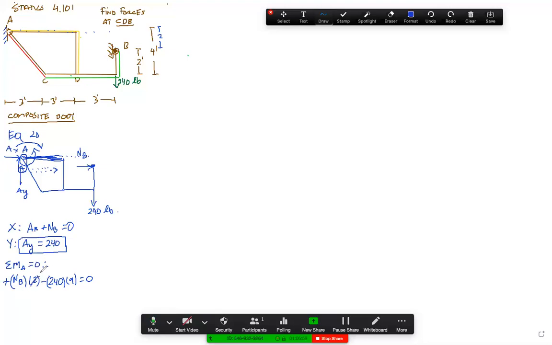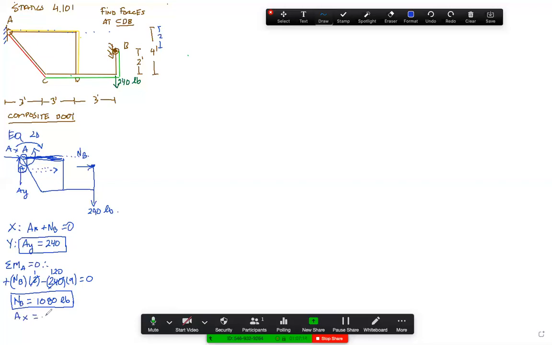Therefore, let me just do this. So you're 1, therefore you need to be 120. And NB equals, I think I have it over here, 1,080 pounds. Okay, so good. Now I have the normal at the wall. And let's just, with that knowledge, we can get AX.